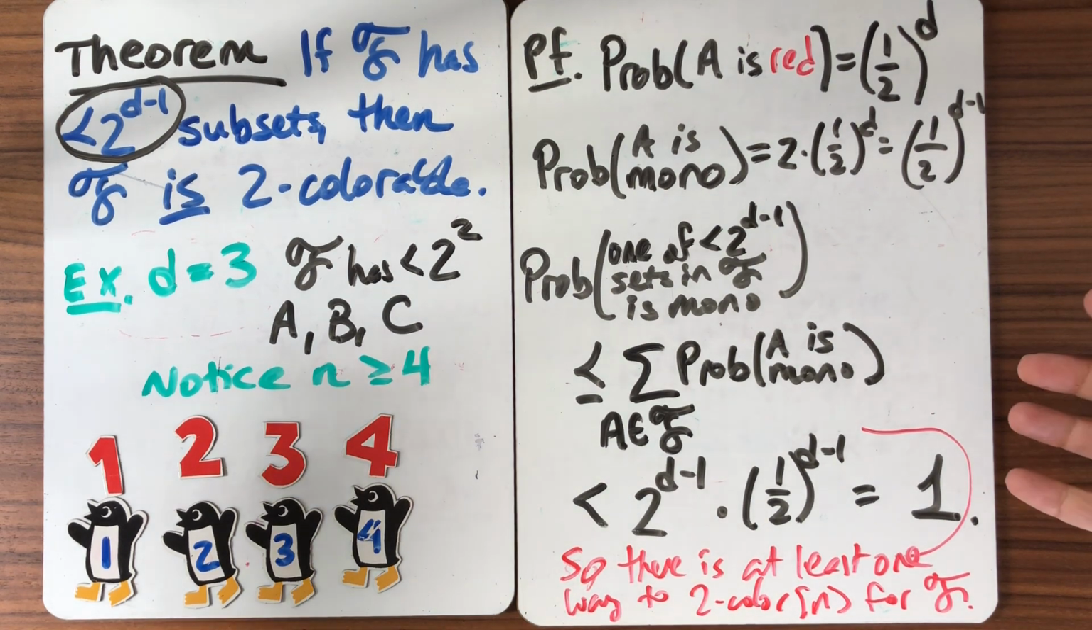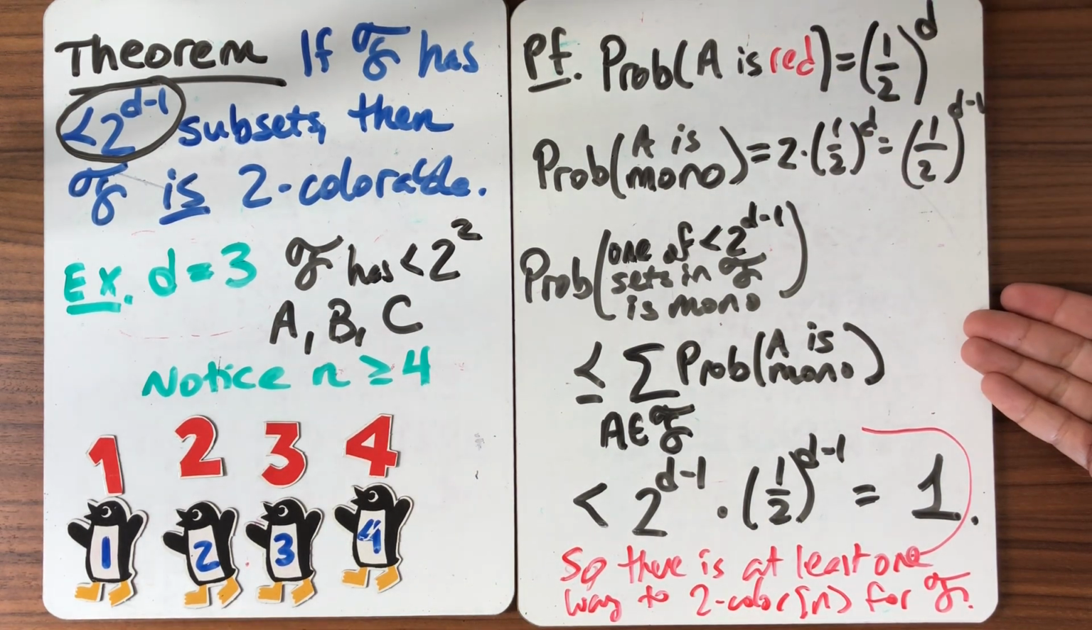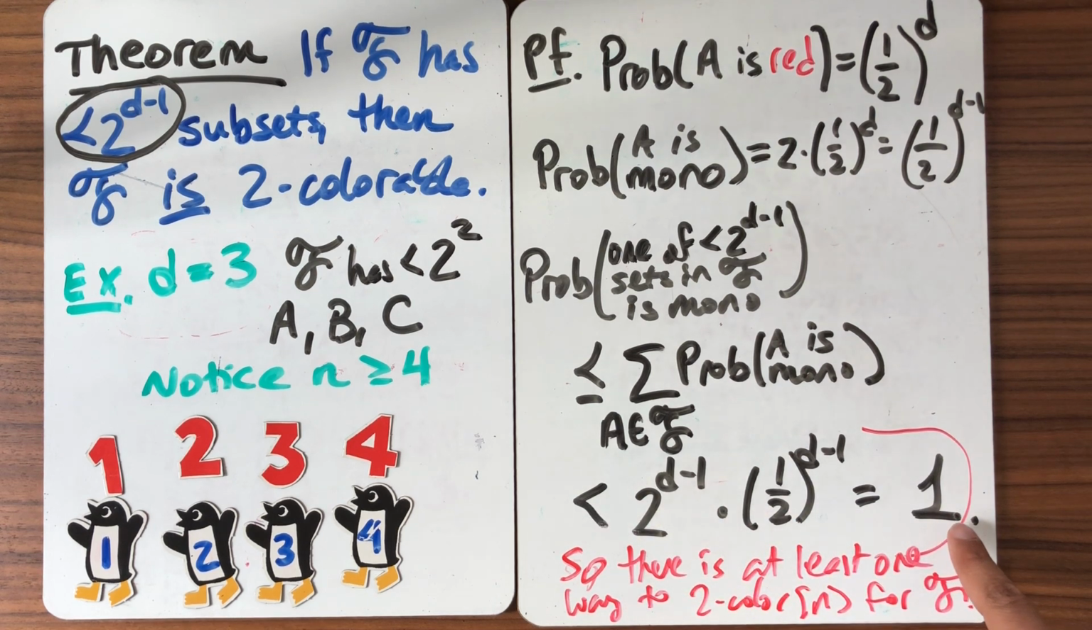So we're going to use the same idea of a probabilistic argument to show that something is not guaranteed to happen in order to get a bound for Ramsey numbers. In this case, it'll be a lower bound.